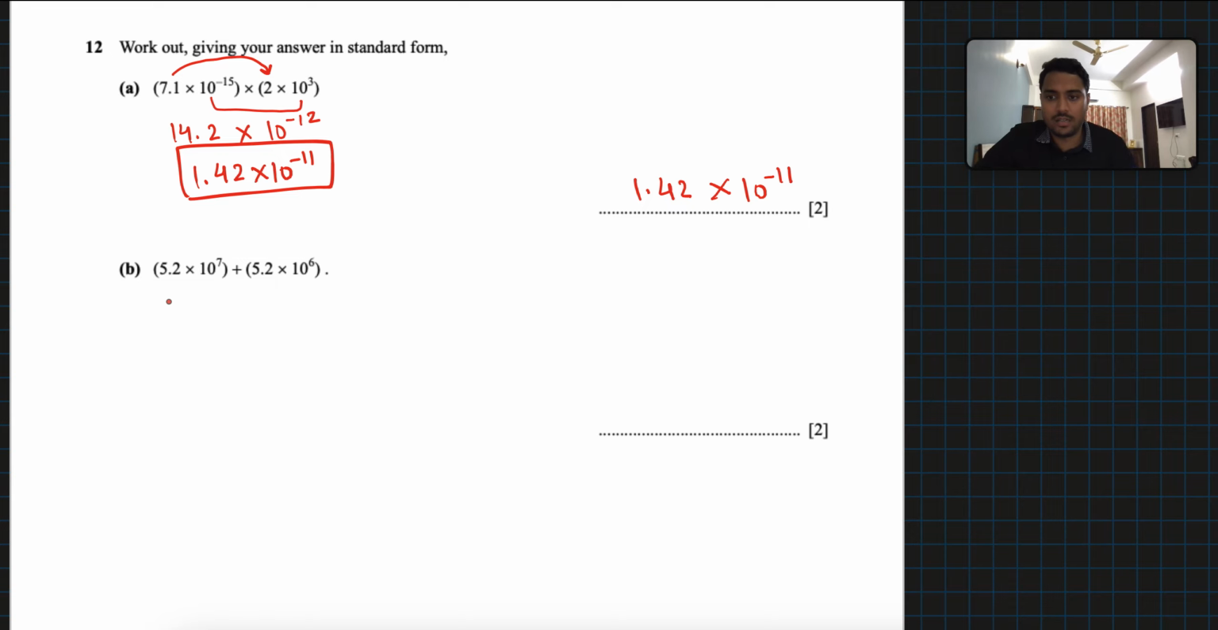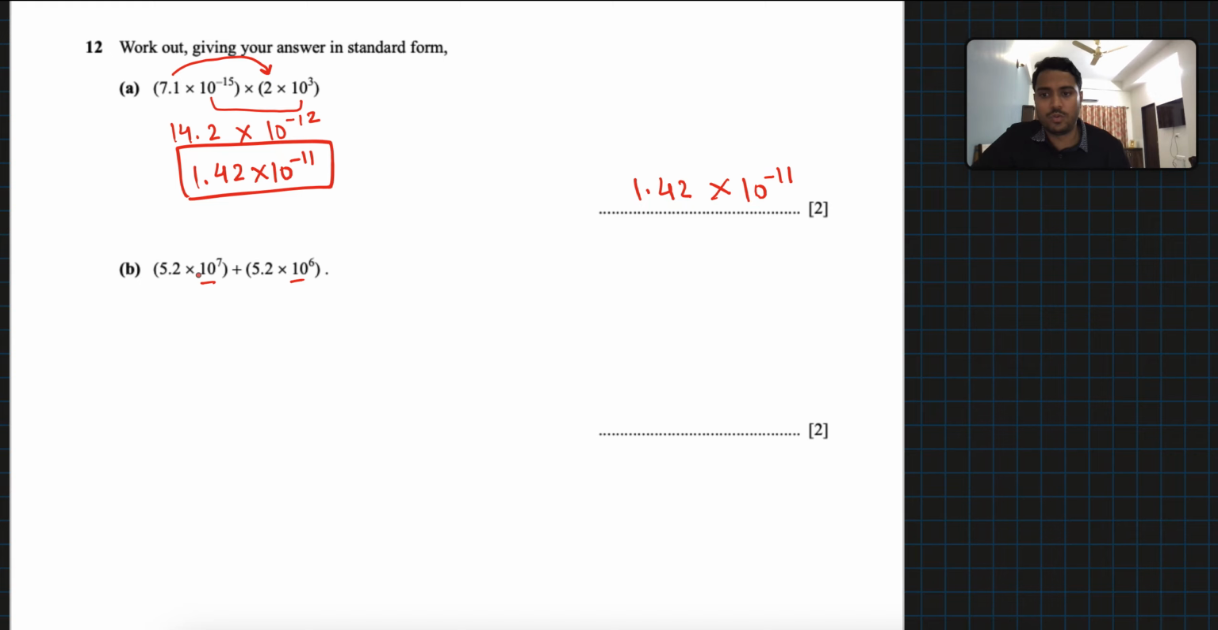Part B, it says 5.2 multiplied by 10 raised to 7 plus 5.2 multiplied by 10 raised to 6. Now again, we have to make this term 10 raised to 7 common. We do have 5.2 common, but then it is difficult to add the remaining one.